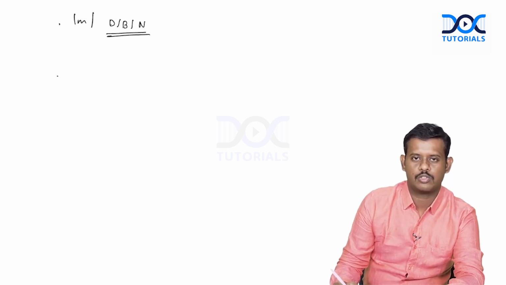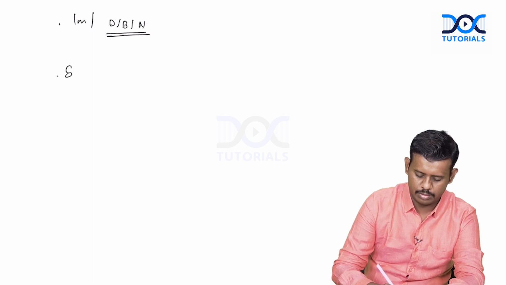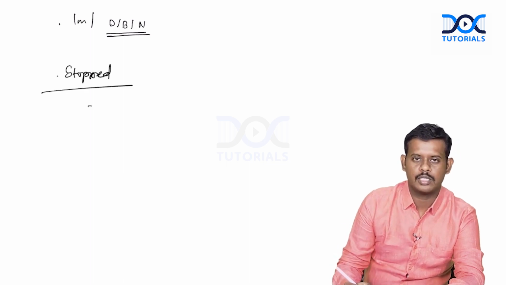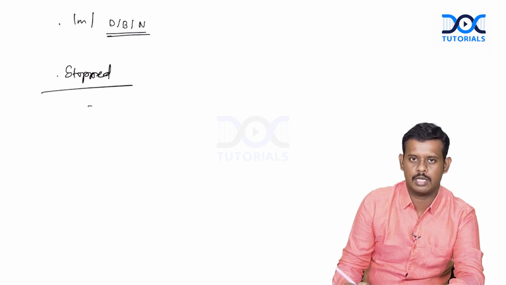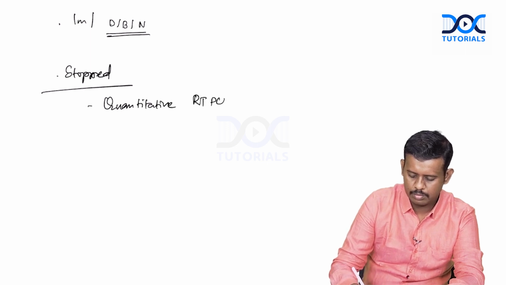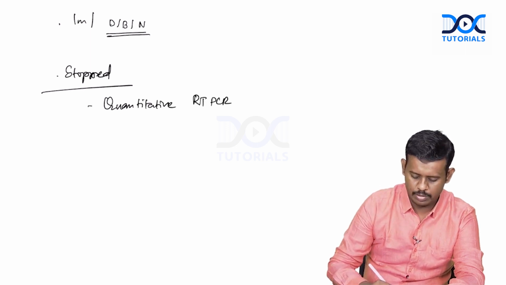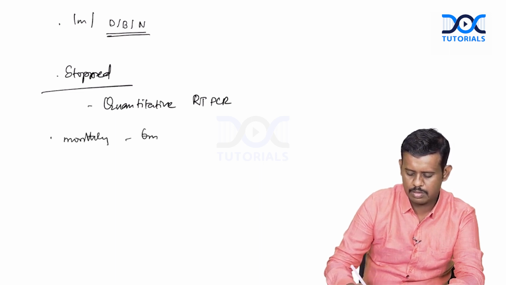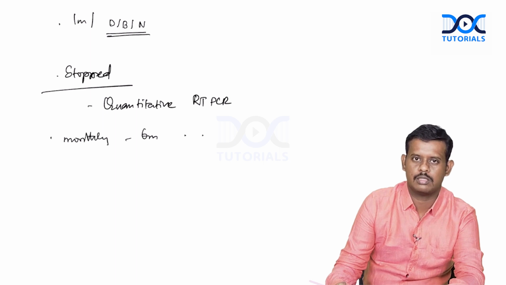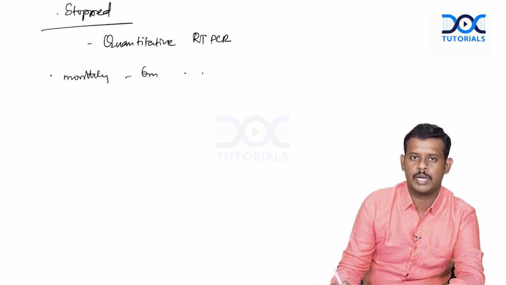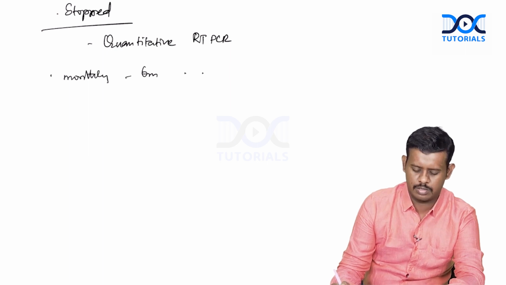So what after stopping? So now you have stopped. What do you do next? You start monitoring the patient. You monitor the BCR-ABL transcript level. You do the quantitative RT-PCR very frequently. Initially you do monthly for around 6 months, then 2 monthly, 3 monthly and then 6 monthly. You see and confirm that the patient maintains her deep molecular response.